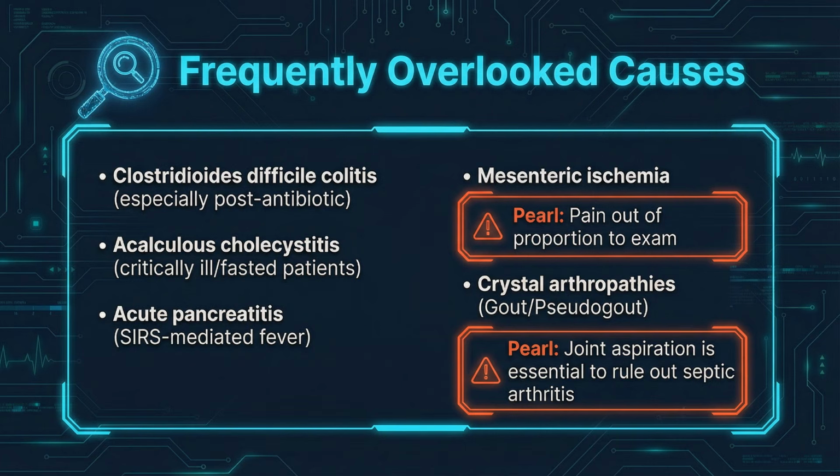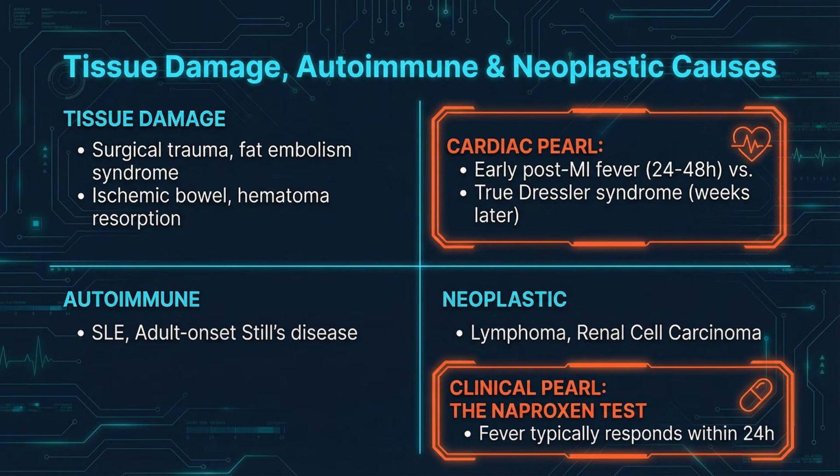Acute pancreatitis causes a systemic inflammatory response syndrome-mediated fever. Mesenteric ischemia classically presents with pain out of proportion to the physical exam. Finally, crystal arthropathies like gout and pseudogout can mimic septic arthritis, making joint aspiration for crystal analysis essential. Fever can also result from tissue damage, such as from surgical trauma, fat embolism syndrome, ischemic bowel, or hematoma resorption.